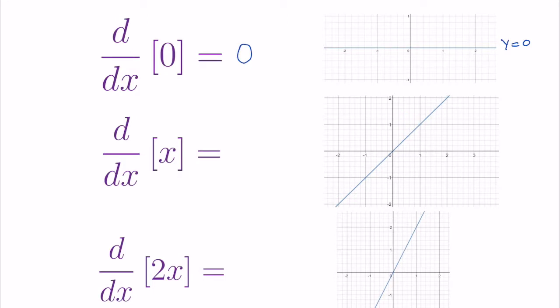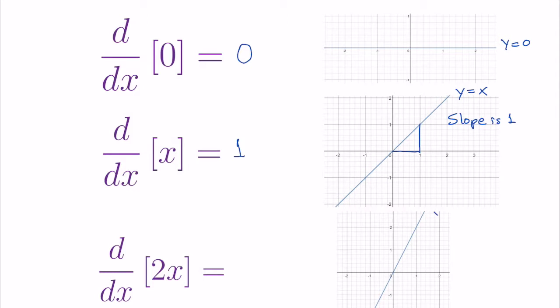The next one is the line y equals x. What is the slope of the line y equals x? Rise, which is 1, over run, which is 1. The slope is 1. And it's constant. So if you have a line, the slope is constant, so the derivative of a line must be constant. We conclude that the derivative of x is just 1.